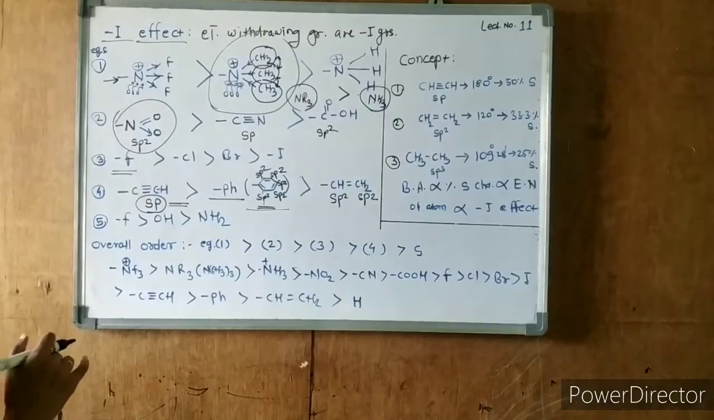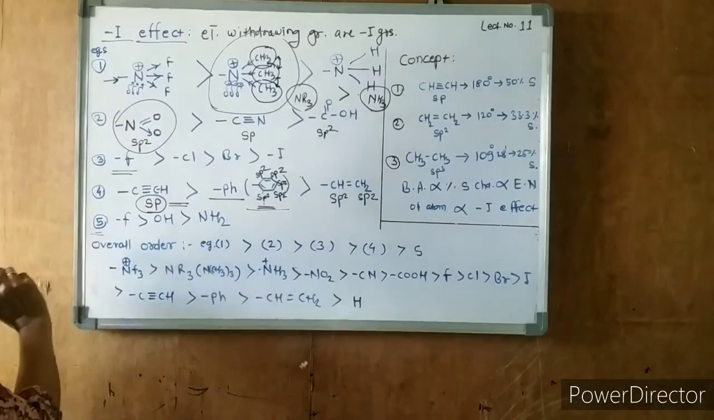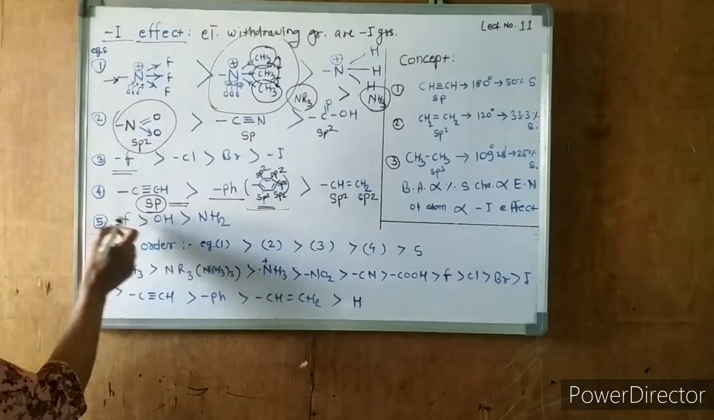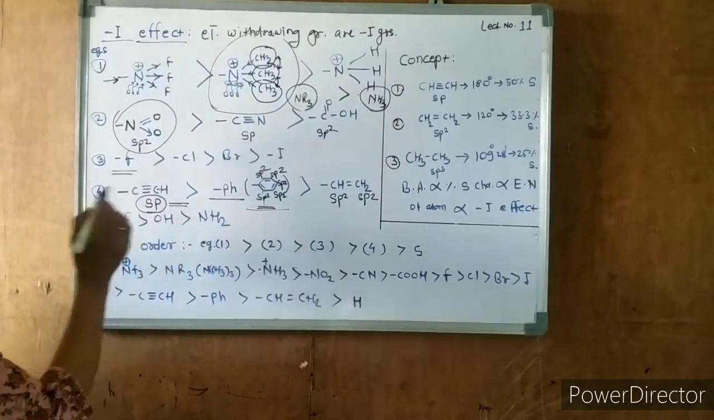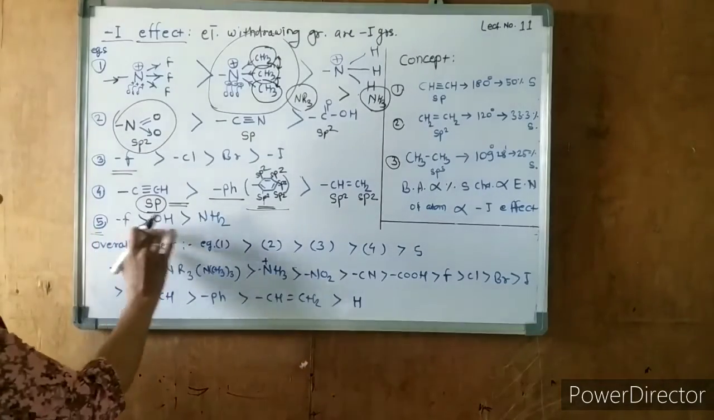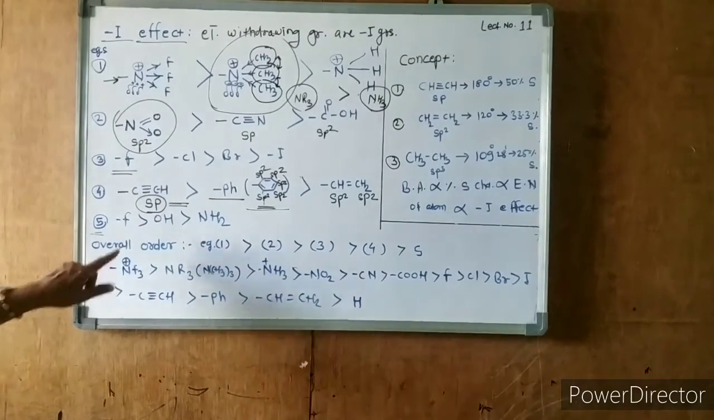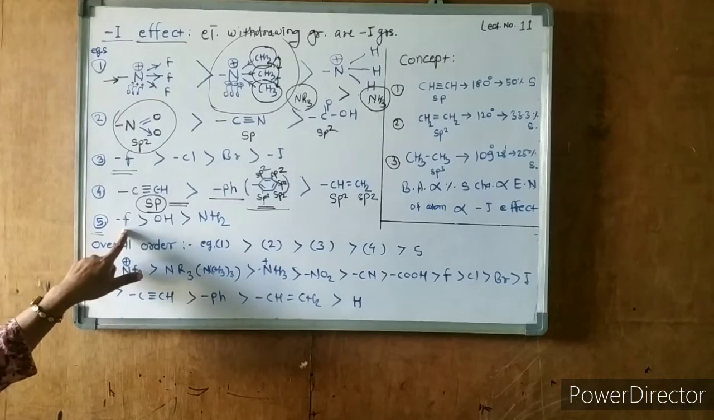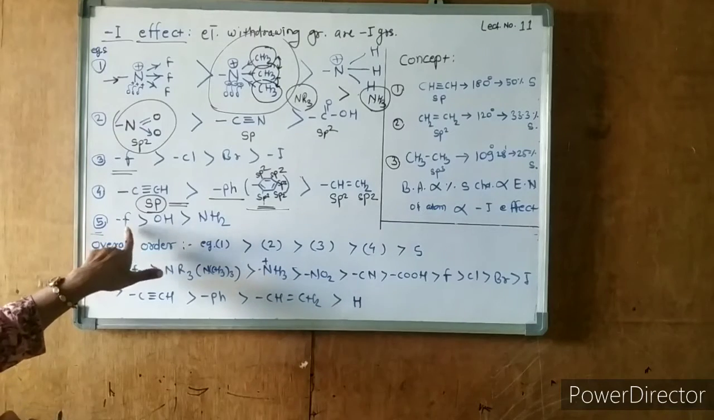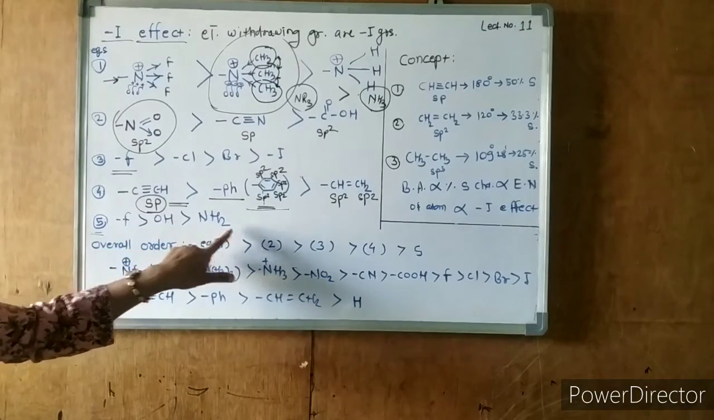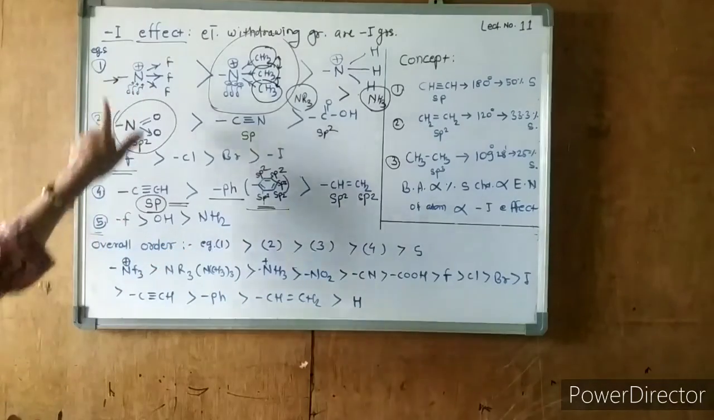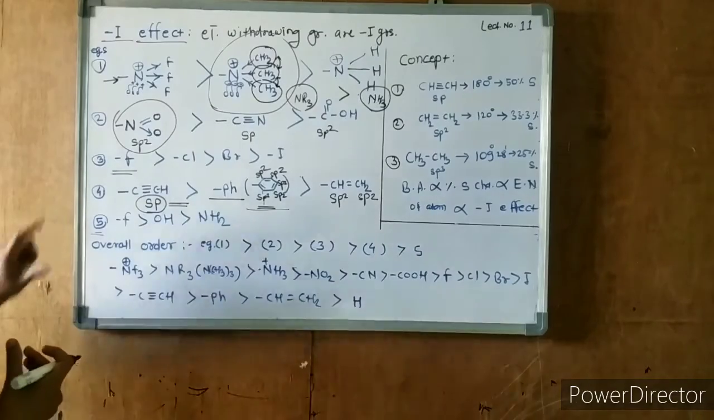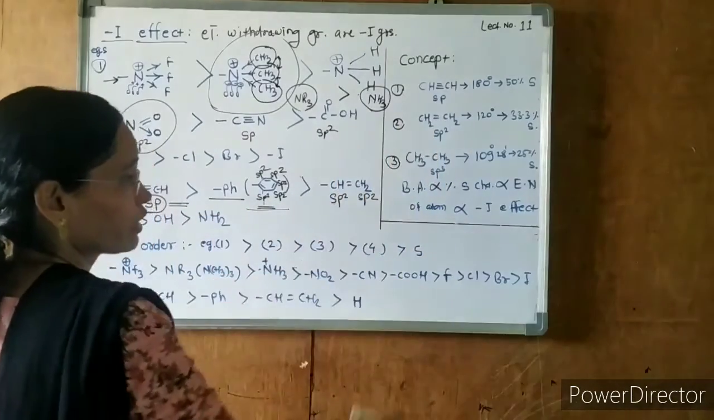Now coming to the fifth example, here fluorine is more electronegative than oxygen. Oxygen is more electronegative than nitrogen. That's why this is the order for the minus I effect also. More is the electronegativity, more is the minus I effect. Here the electronegativity decreases in this order, and the minus I effect also decreases in this order. These are all the 5 examples. The concept behind these examples is this. This is an important concept, right?